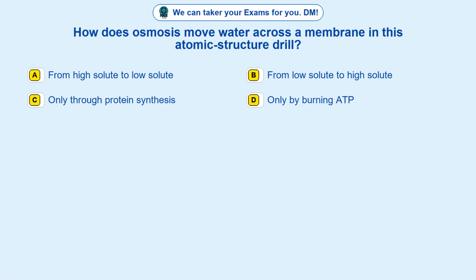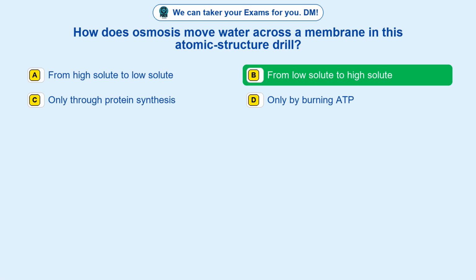Question 6. How does osmosis move water across a membrane in this atomic structure drill? Option A, from high solute to low solute. Option B, from low solute to high solute. Option C, only through protein synthesis. Option D, only by burning ATP. The correct answer is option B, from low solute to high solute.